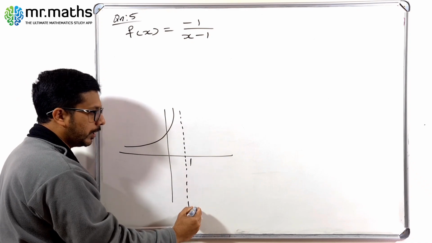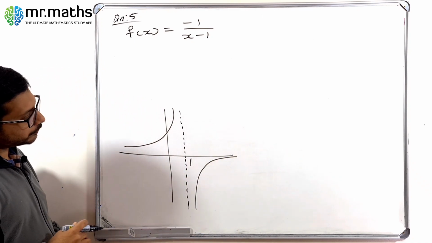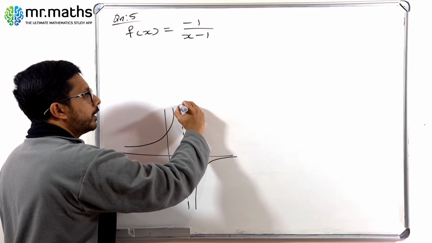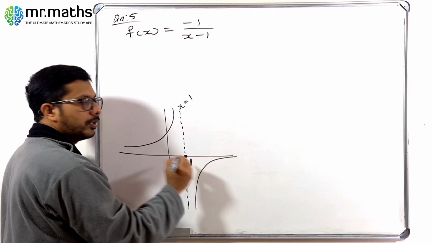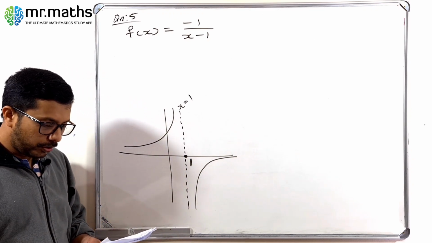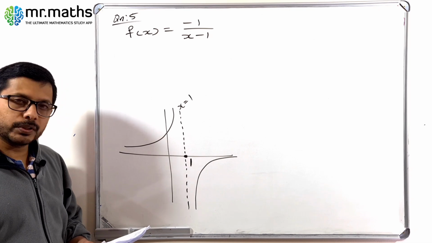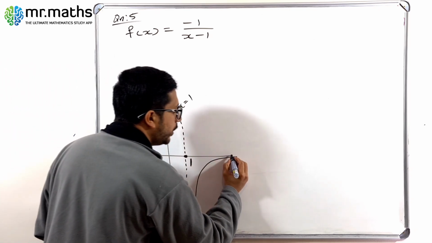You are supposed to draw based on the asymptote like this. Okay, now what is this one? X is equal to 1, or the value of x at this point is 1. Okay, now what is the first question? Write down the domain of f. What is the meaning of domain?